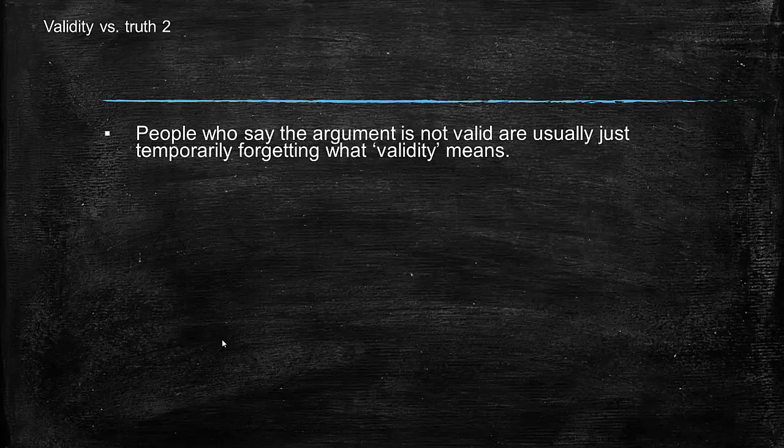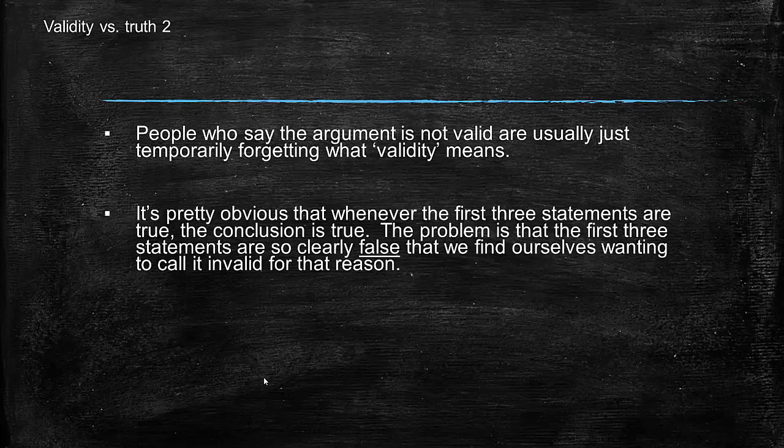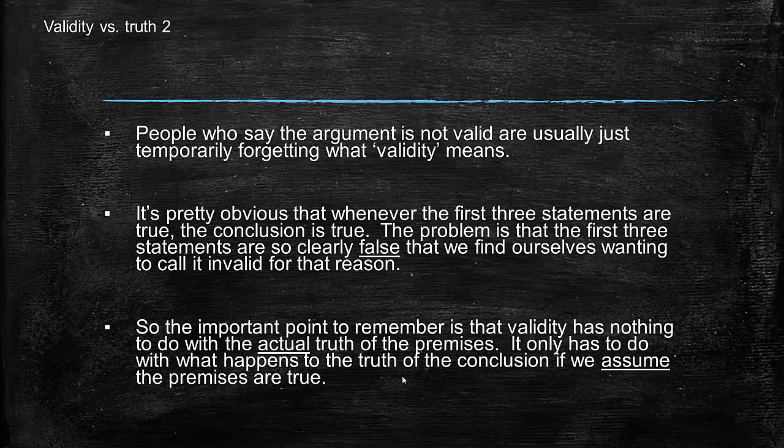Okay, so people who say the argument is not valid are usually just temporarily forgetting what validity means. It's pretty obvious that whenever the first three statements are true, the conclusion is true. Problem is that the first three statements are so clearly false that we find ourselves wanting to call it invalid for that reason. So the important point to remember is that validity has nothing at all to do with the actual truth of the premises. It only has to do with what happens to the truth of the conclusion if we make the assumption that the premises are true.